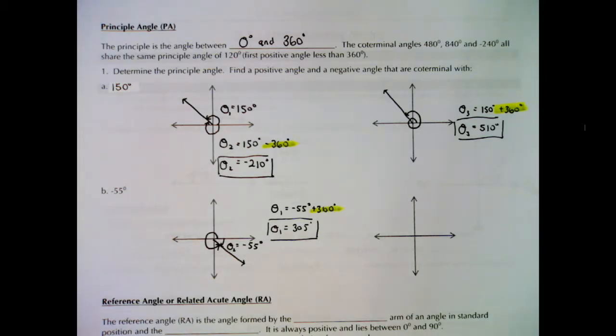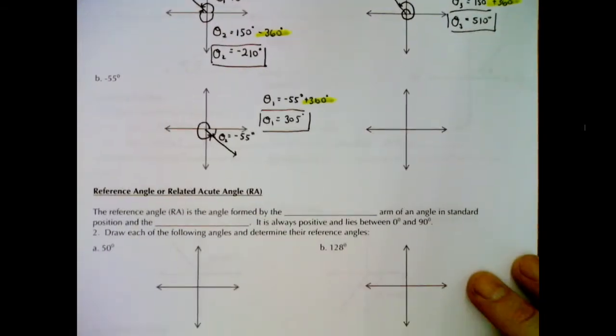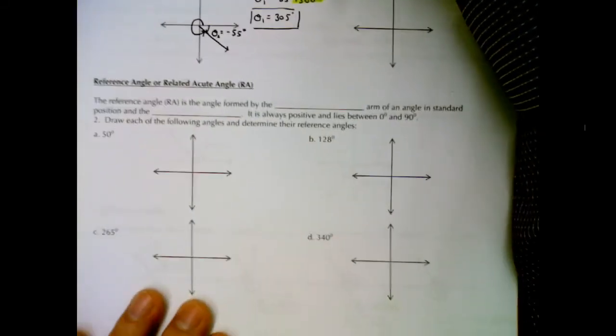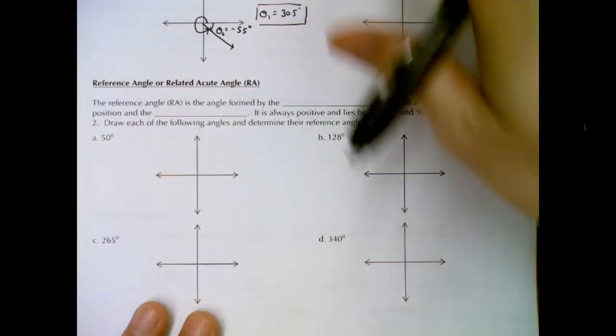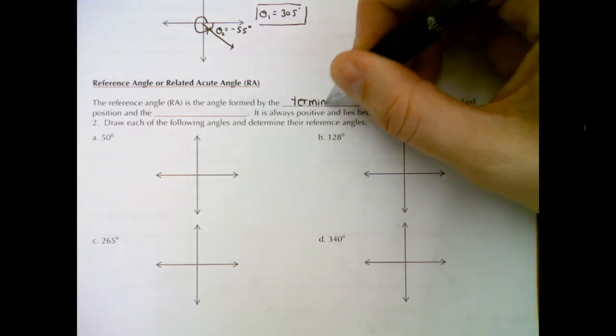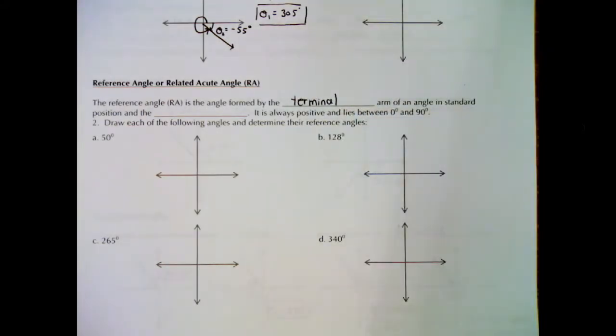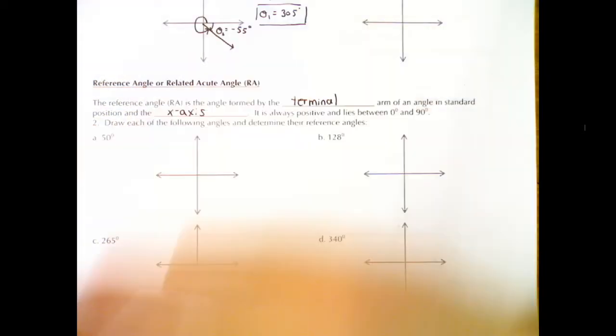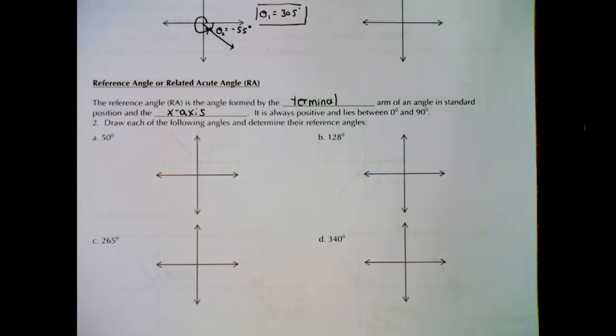Last piece of terminology is a reference angle, sometimes called a related acute angle. So what is a reference angle? Well, a reference angle is formed by the terminal arm of an angle in standard position and the x-axis. Remember before when I said that little angle I drew on the last page had a name? Its name is reference angle or related acute angle. It's always positive and will always lie between 0 and 90 degrees. It will be an acute angle.